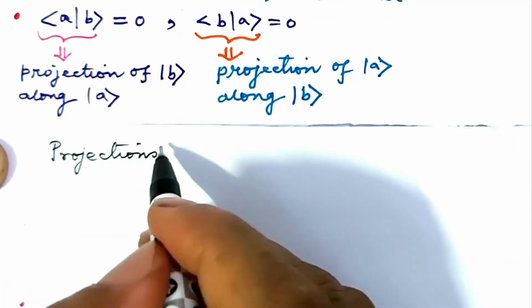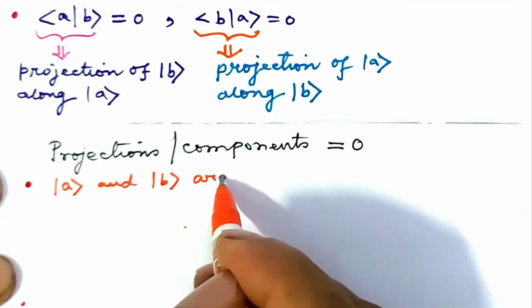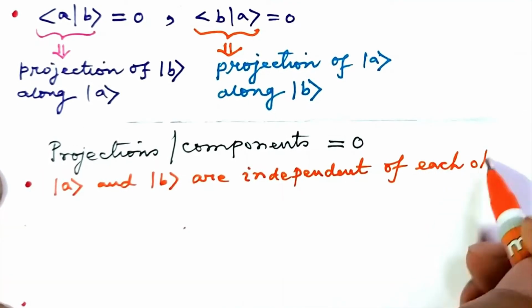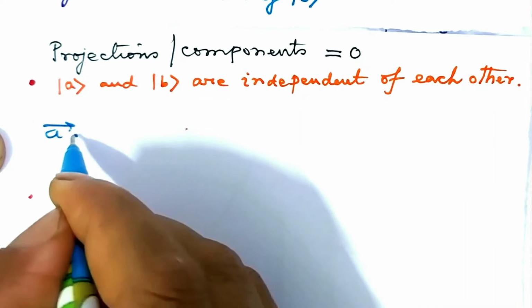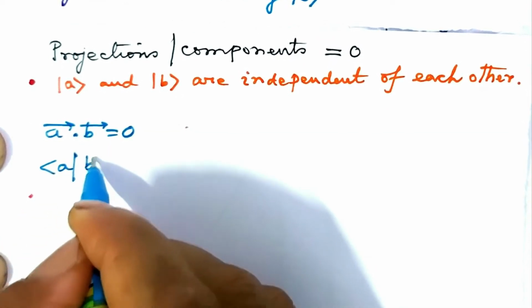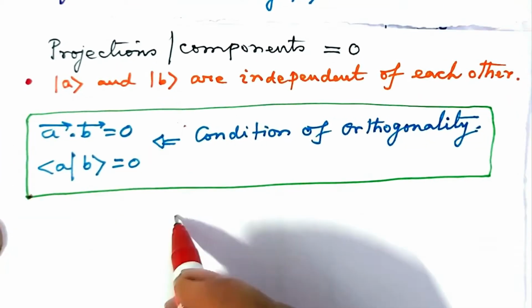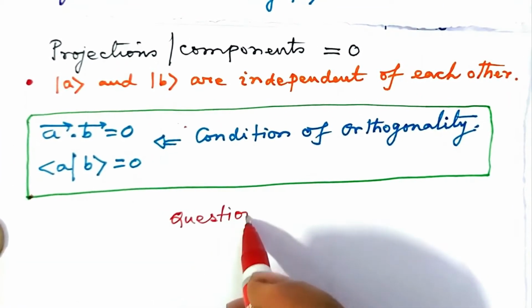So projections or components are 0. Ket A and ket B are independent of each other. So vector A dot vector B equal to 0 and bra A ket B equal to 0 are conditions of orthogonality.